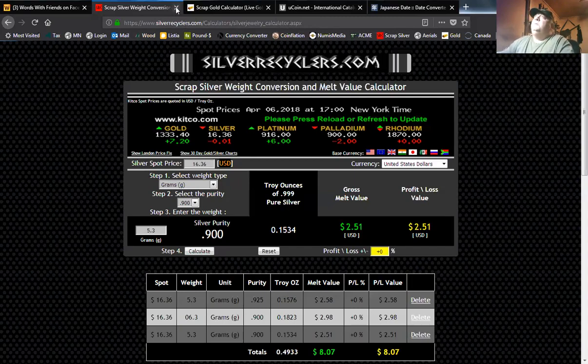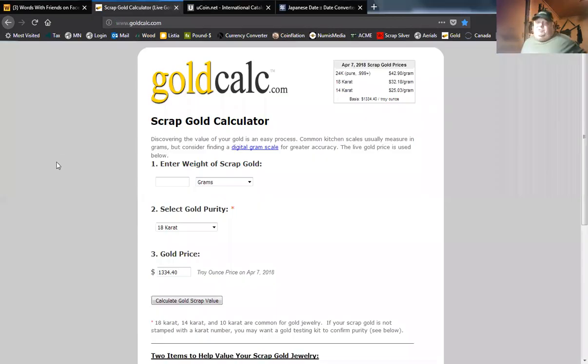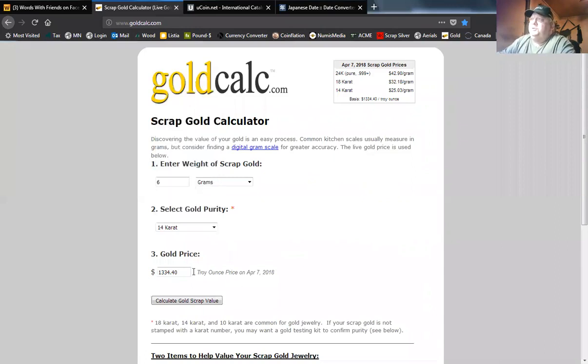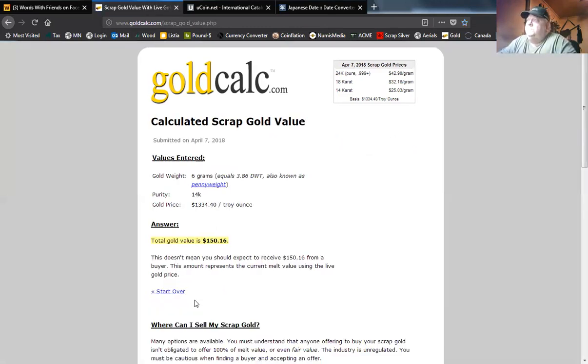Now here's a scrap gold calculator, which you see our buddy Clash Guitars, Shane, and this is what he uses a lot. A lot of gold rings are 6 grams per se, and the purities are usually only 14 karat. But this is cool because you can put in the price, and as I said, this is today's price for gold, $13.34 per ounce.